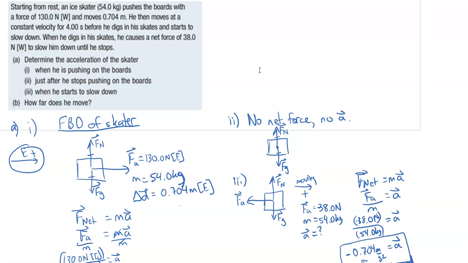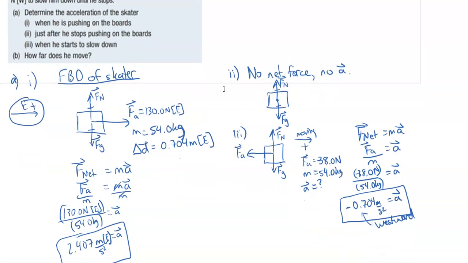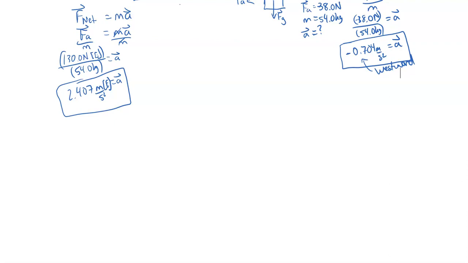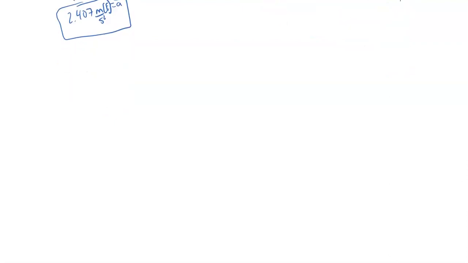So this first part should have been relatively straightforward. It's the second part of the problem, part B, where things get complicated. So let's look at this. How far does he move? So the first thing I want us to notice here is that we have to look at the part where he's pushing off the boards. We have to look at the part where he's gliding. And we have to look at the part where he's slowing down.